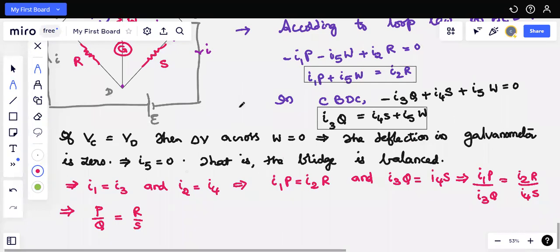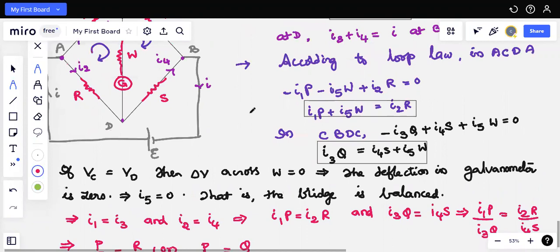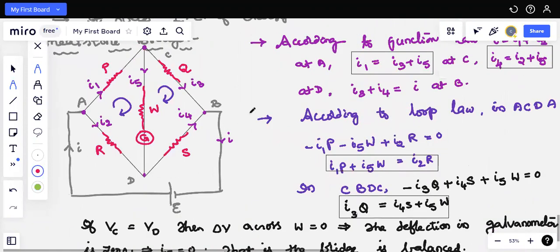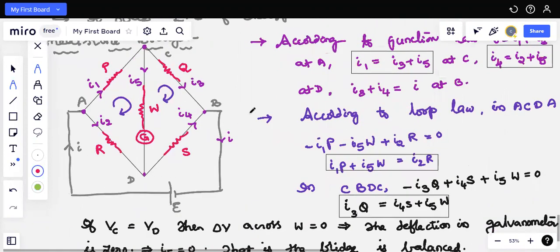Okay, this or above divided by bottom, that is P by R is equals to Q by S. Both are correct. So here P by Q is equals to R by S, or P by R is equals to Q by S. P by Q equals to R by S, or you can divide like this also. Okay, this is the balanced Wheatstone bridge.